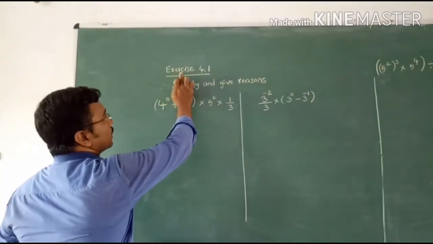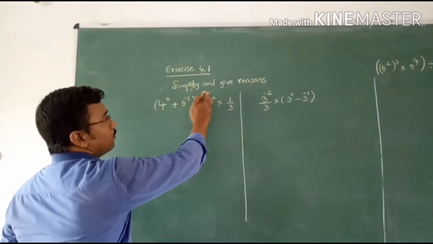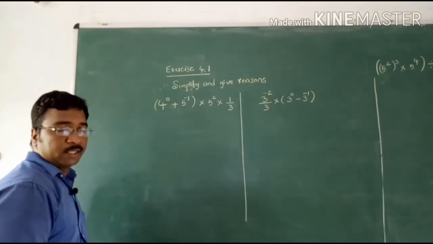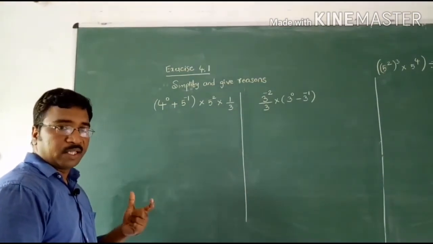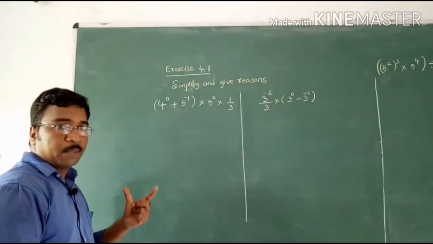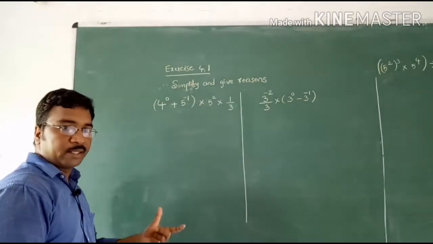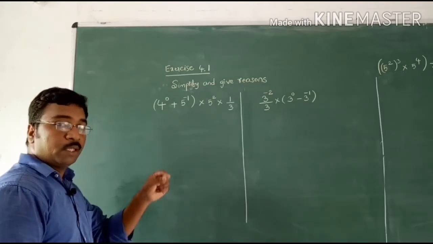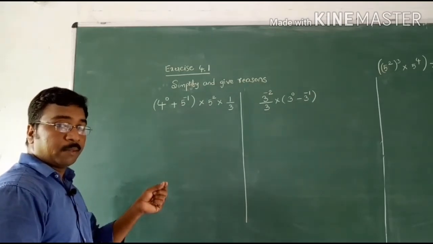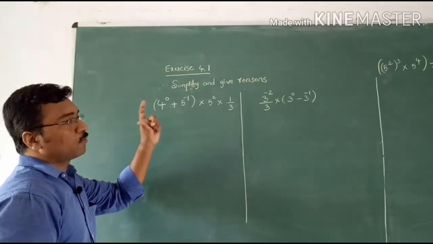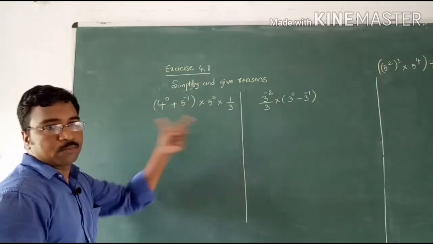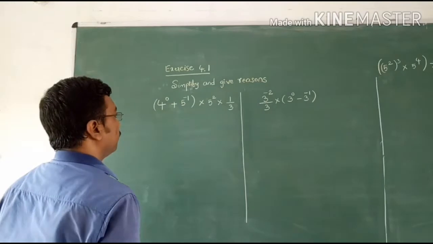Some problems in exercise 4.5, simplify and give reasons. Already we have learned the laws of exponents: a power m into a power n, a power m by a power n, a power m whole to the power n, a power m into b power m, a by b whole power m, like this. Based on those laws of exponents, we have to do these problems. So see how we will.